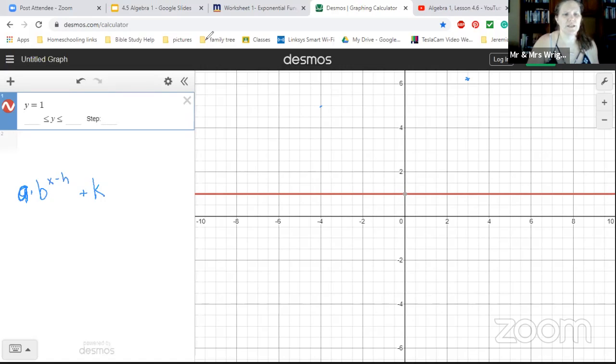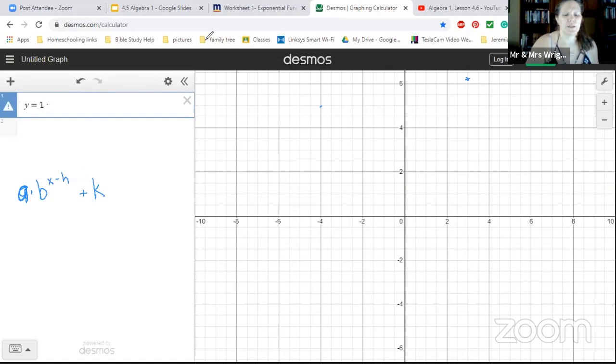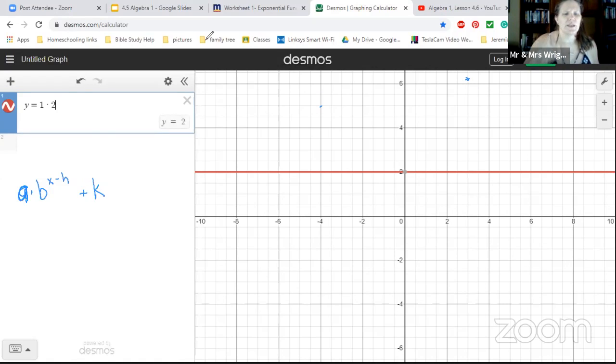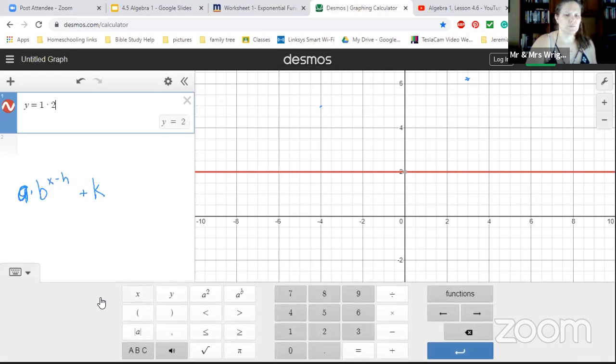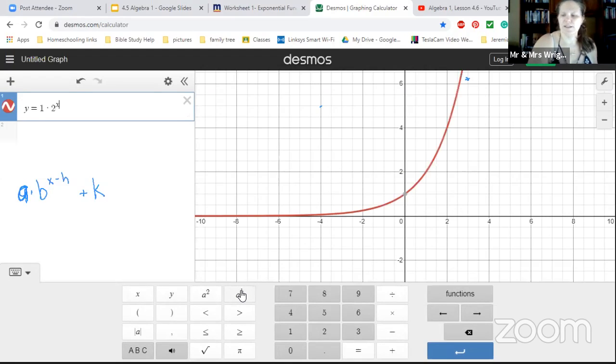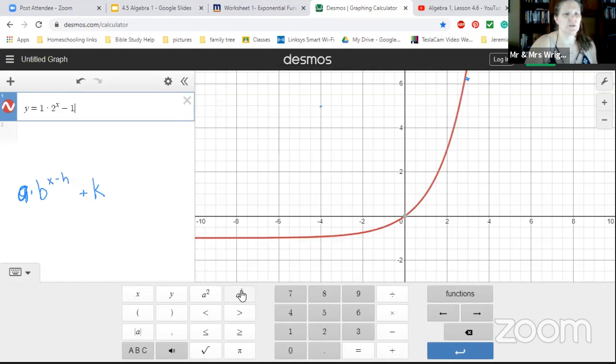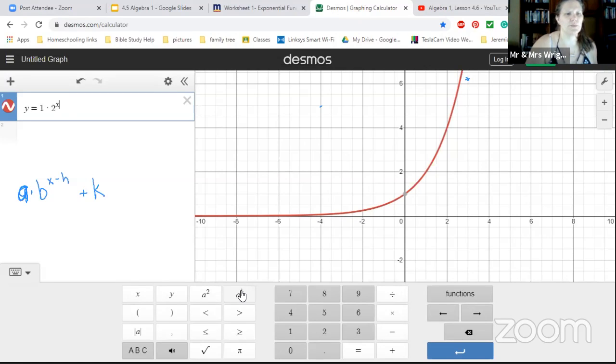1, okay. And then I'm going to put times, instead of B being 1, because I can't have that, I'm just going to use 2. And then I'm going to put it to the power of X minus 1. Oh, it didn't keep me with the X minus, it's not doing it. Probably because I don't have it in parentheses. There we go. X minus, let's start with 0 so we don't shift it at all. All right, and then plus 0.